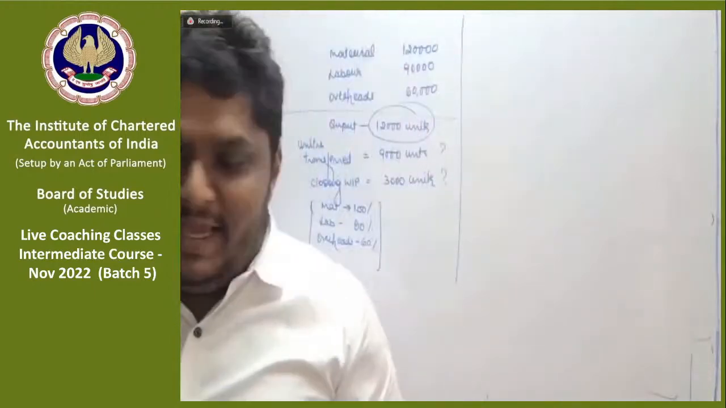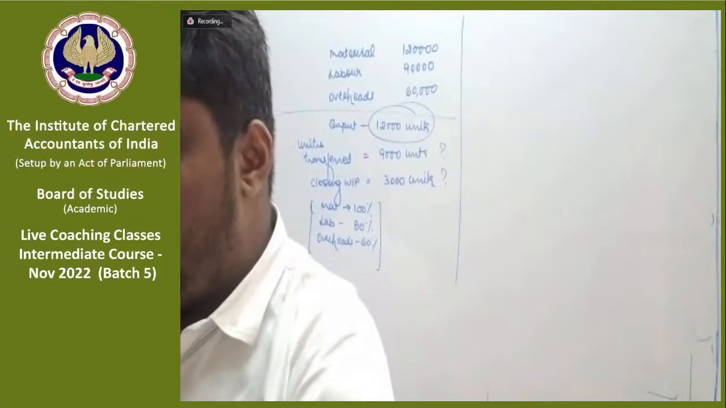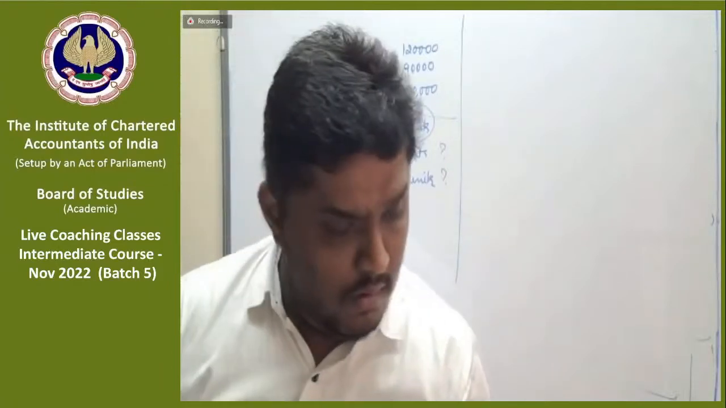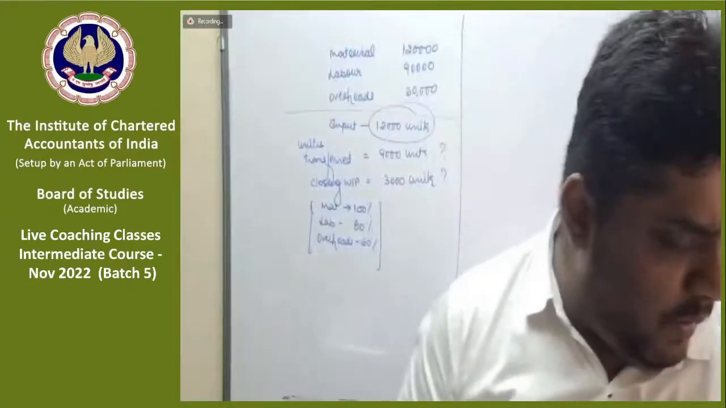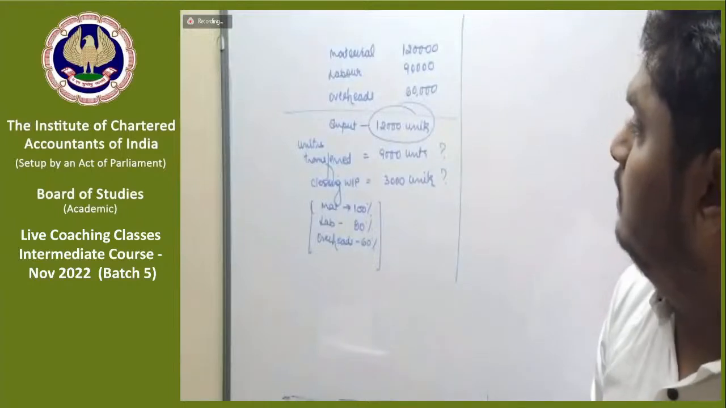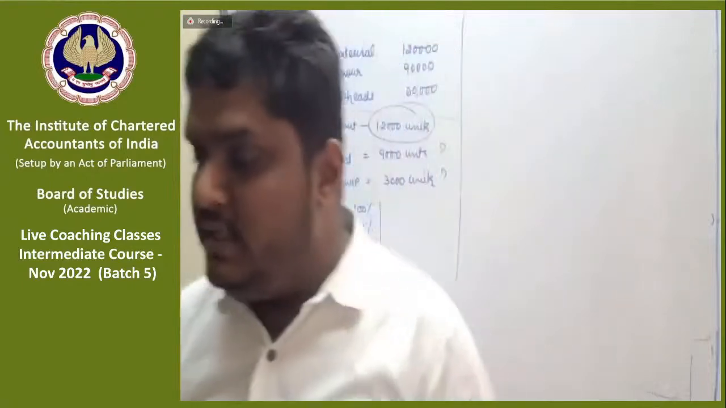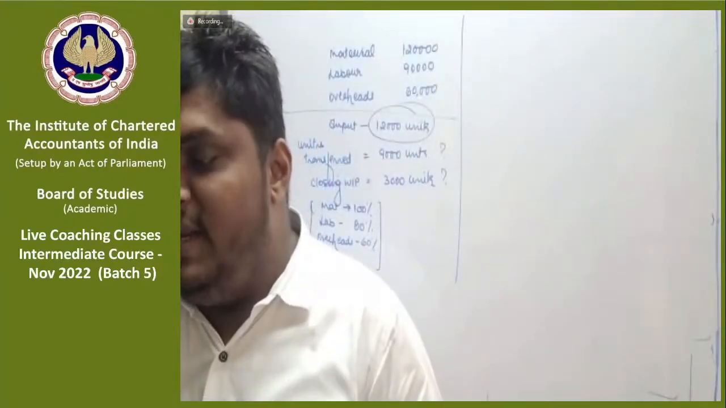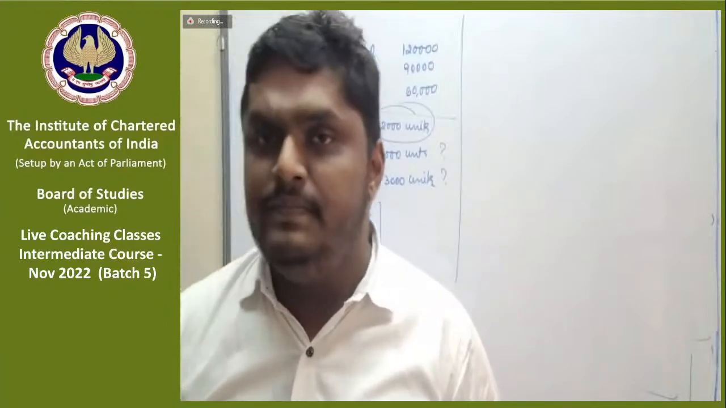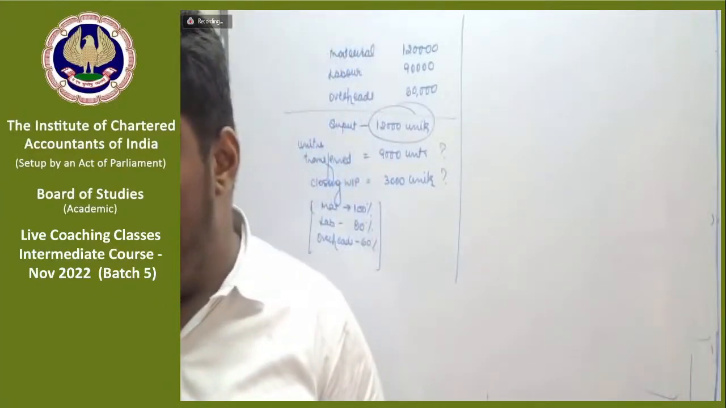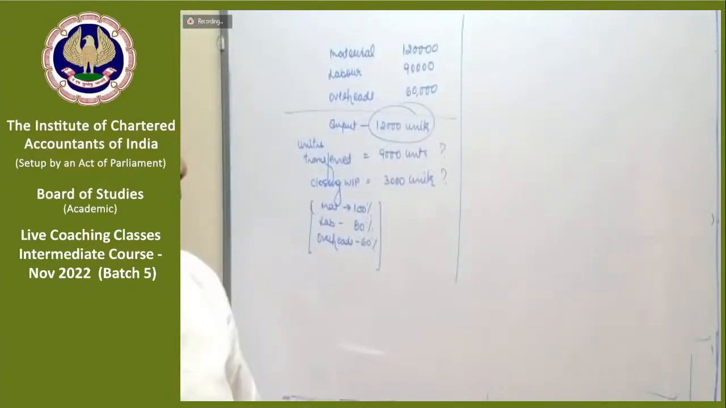Waiting for your answers, guys. I'm done with the solving part. Hitesh Jain, material is correct, but labor and overheads are incorrect. Hitesh Jain, your answer is not correct, my dear. Please check your solution. Please check your cost per unit of labor and overheads. The overhead amount is 60,000.